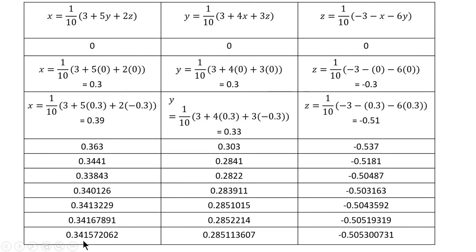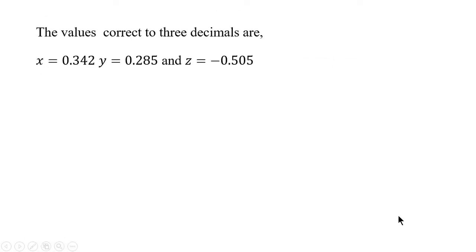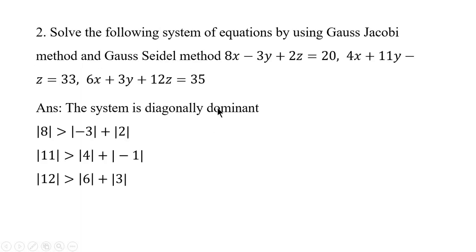so that you can see the value of x is converging to 0.341, up to 3 decimal places they are all same. And the value of y is 0.285 up to 3 decimal places, they are same, and the value of z converges to minus 0.505 up to 3 decimal places. So conclude that these are the values of x, y and z.